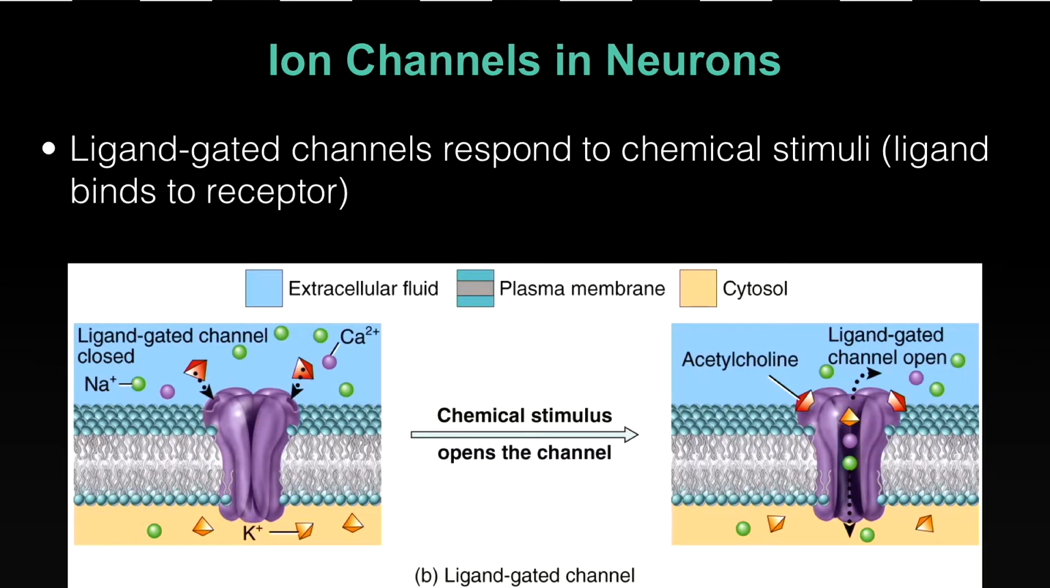Second type of channel, ion channel in neurons or other excitable cells, are what we call ligand-gated channels. And ligand is simply referring to a molecule of some kind. Something binds to this channel. This channel is not open unless that thing is bound. It's not leaky, it's not intermittent. It needs to have a ligand present in order for it to open. And the best example that we have, at least when we talk about action potentials, is the acetylcholine ligand-gated channel.